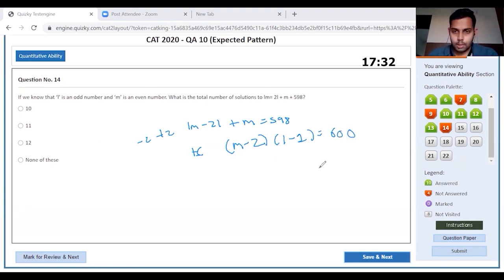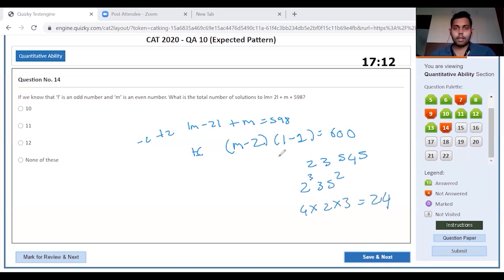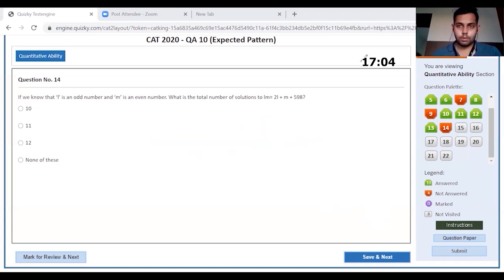And what is 600? 600 is firstly 6, 2, 3, 100 is 5 4s are 20 and 20 5s are 100. Okay, so which is 2 cube, 3 and 5 square, which is 4 into 2 into 3, 12, 12 to 24 factors, and we need a multiplication. So 24 by 2, which will be 12 possible solutions. This was easy, it's a kind of question.